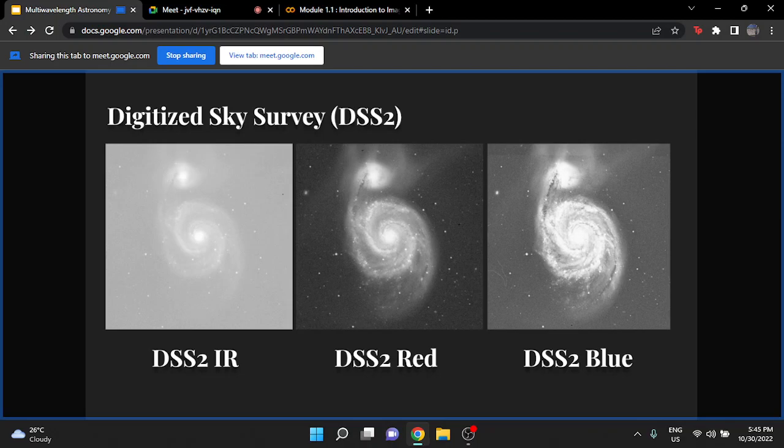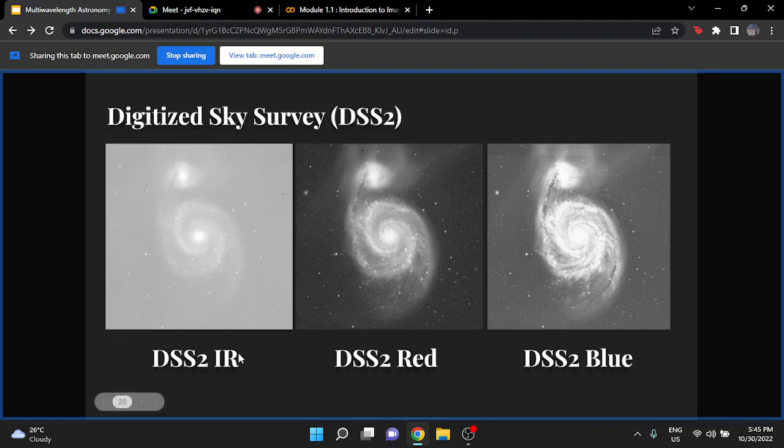So hence the digitized sky survey. If you actually look at some of these images, sometimes you will see some artifacts of photographic plates. So now coming back to the topic at hand. These are three different images of the same galaxy observed in different wavelengths.